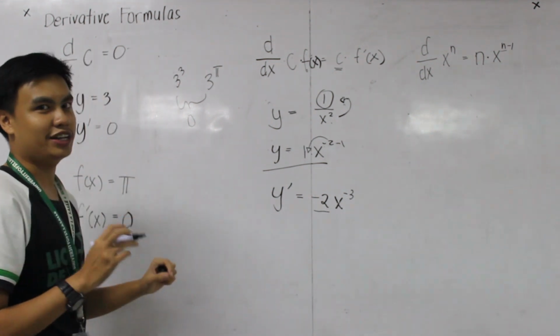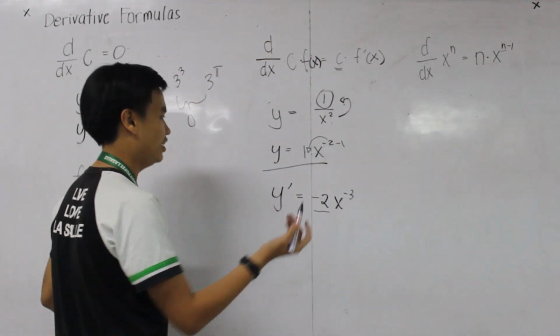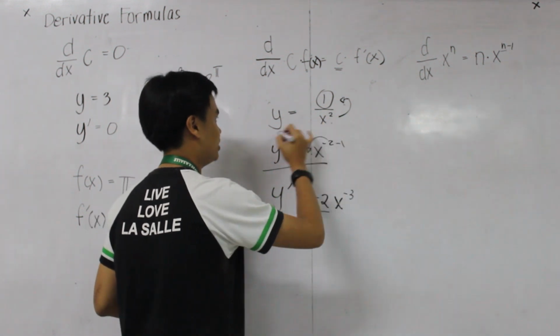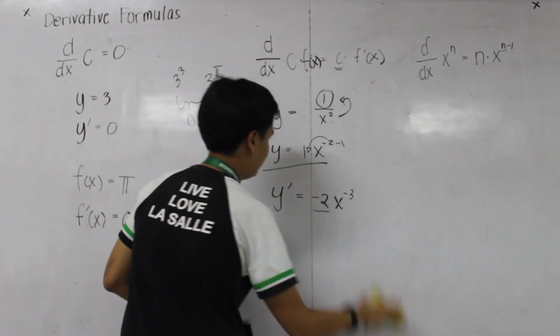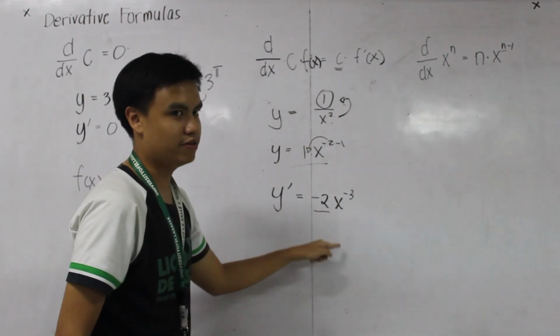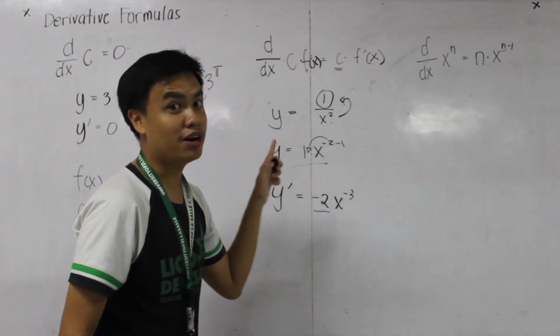If you want to check it with the calculator, to be sure. But this is how you get the derivative of this. So the derivative of 1 over x squared is negative 2x to the power of negative 3.